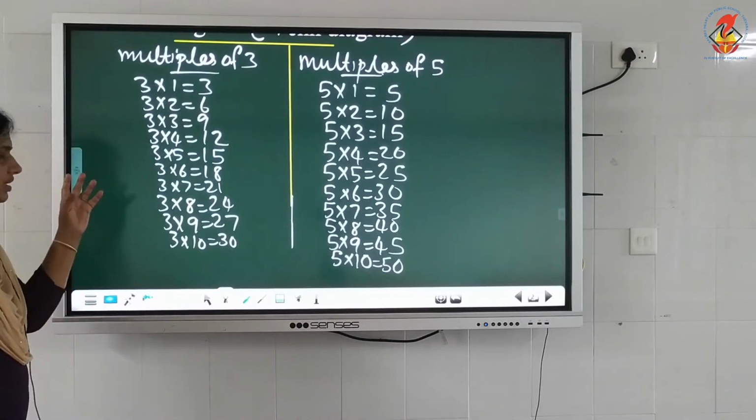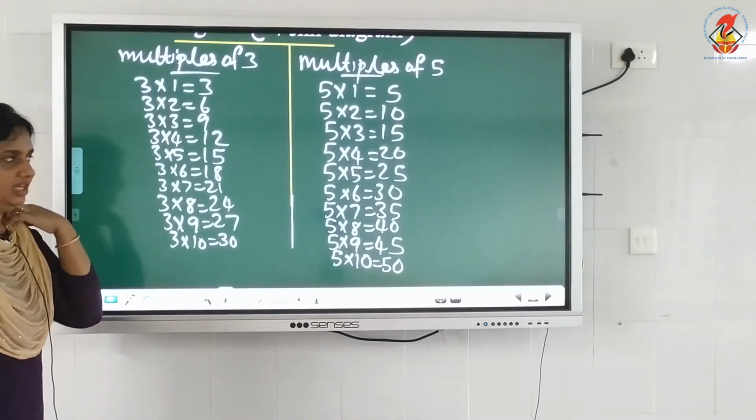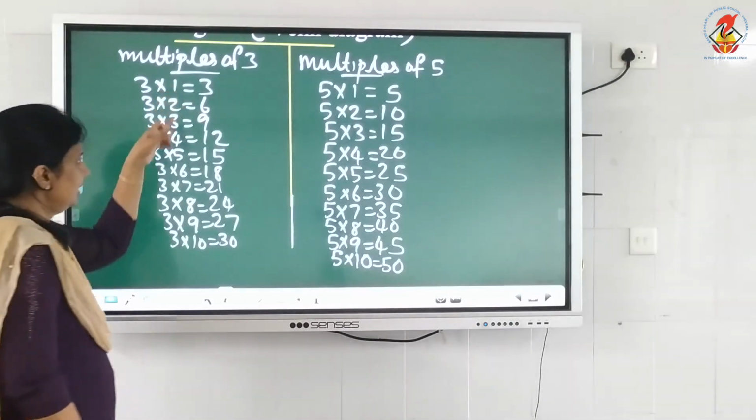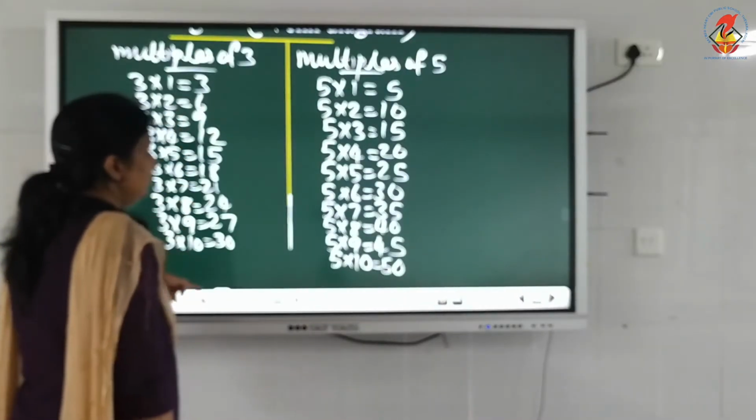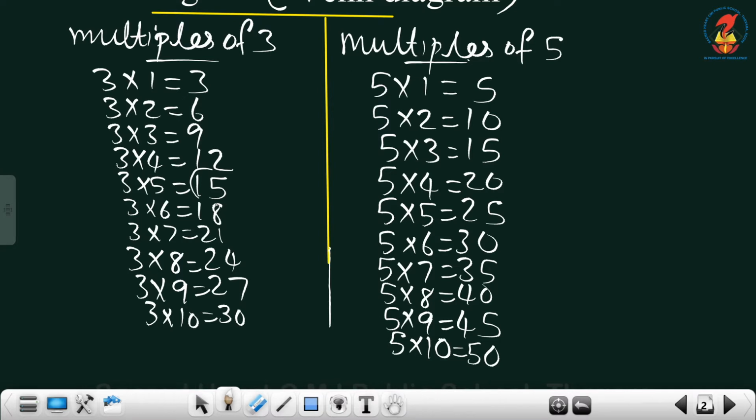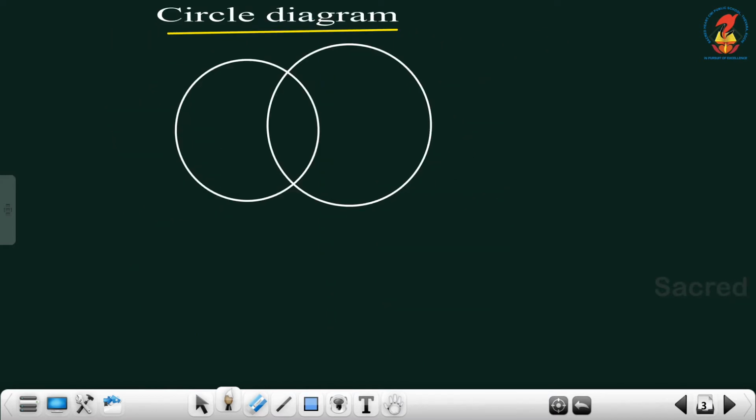After that I need to find which are the common multiples in both, right? See all the numbers. Did you see any common multiple? Yes, the first common multiple is 15, right? And the next common multiple is 30, right? Now 15 and 30 are the two common multiples. Is it clear? Next, I will show you the circle diagram.